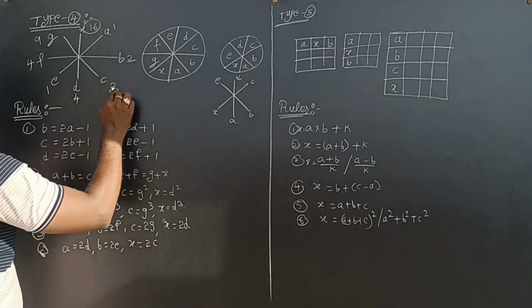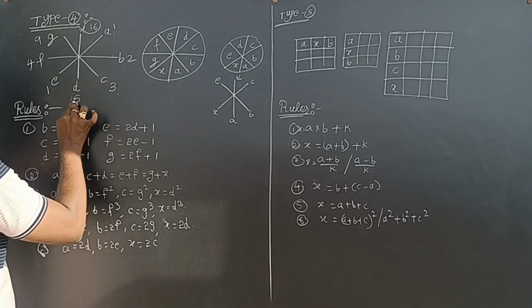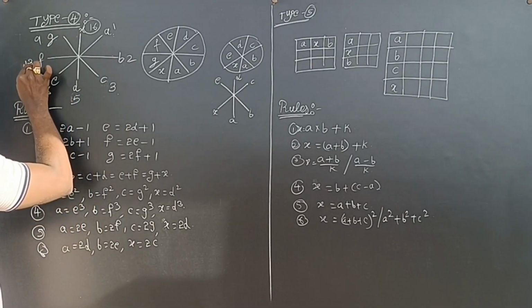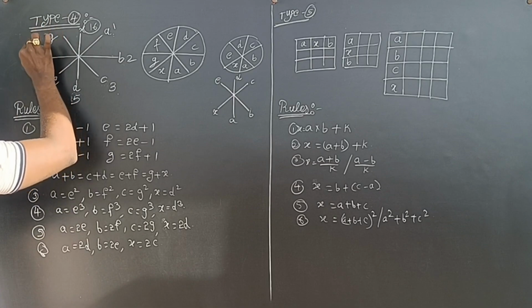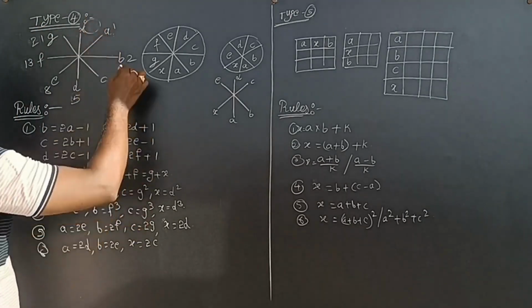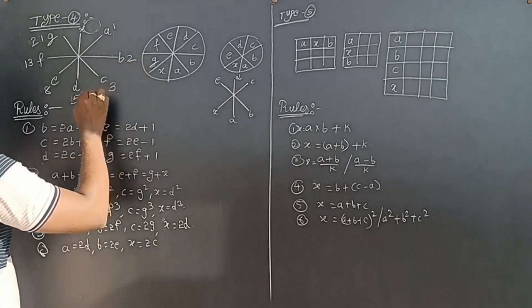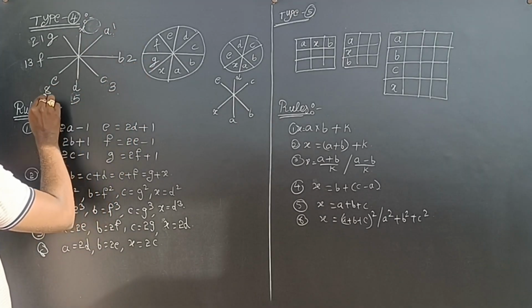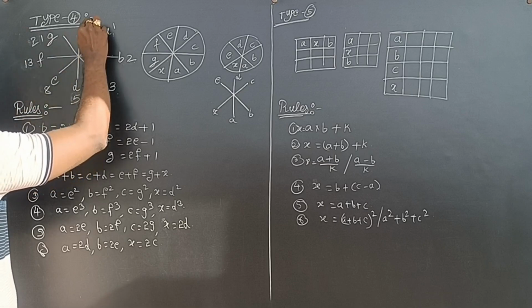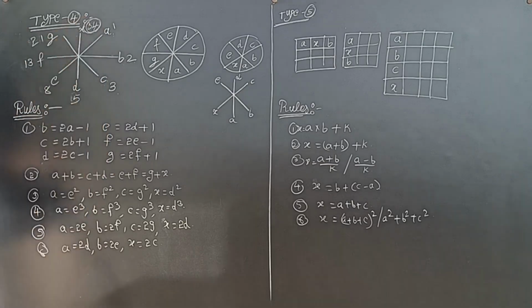Not like that. So 1, 2, 3, 5, 8, 13, 21. Then what is the x value? See here, what I said. 1 plus 2, 3, 2 plus 3, 5, 3 plus 5, 8, 5 plus 8, 13, 8 plus 13, 21. So 21 plus 13, that is 34. 34 will be my answer.